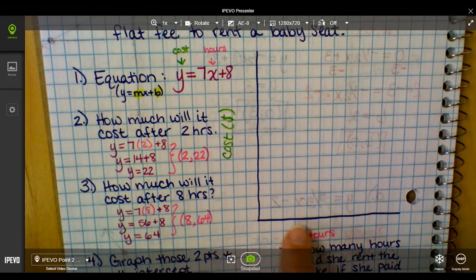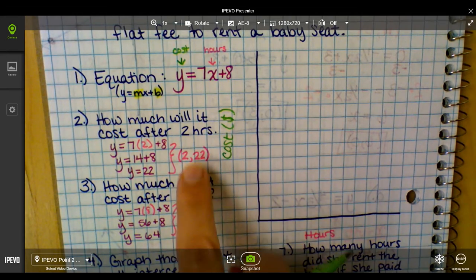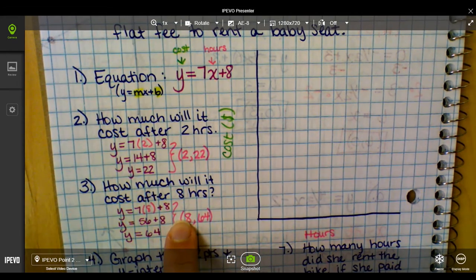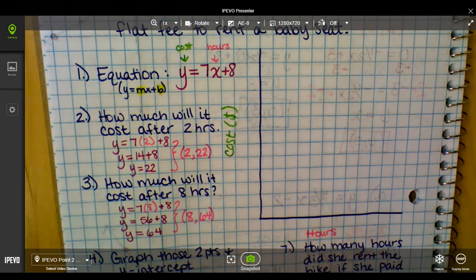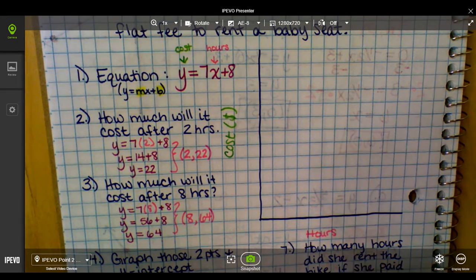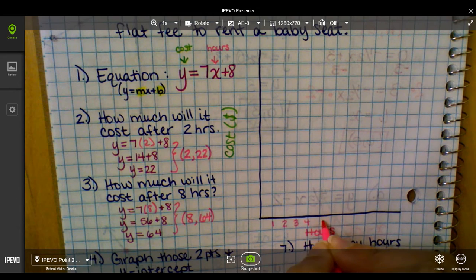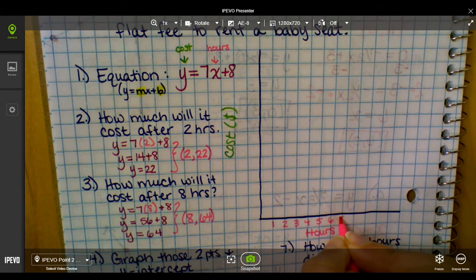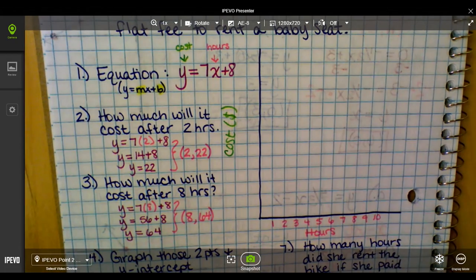So what is going to be the scale for my x and my y? Obviously for my x's, I have to at least be able to get through 8. My next question is going to be use the graph to predict after 10 hours. So I want to make sure I'm getting at least through 0 through 10 on my x-axis. So for these, I can just count by ones. Okay, so I want to try to get through at least 10 hours.